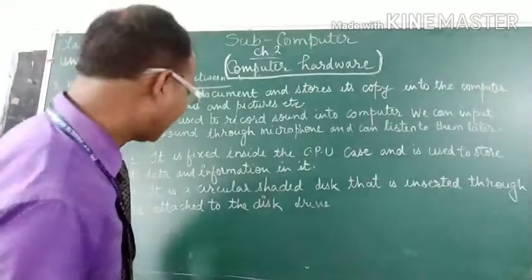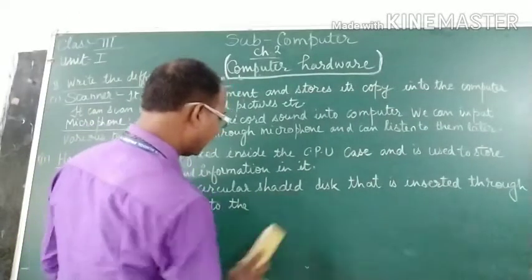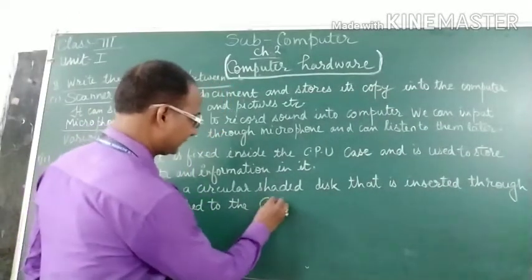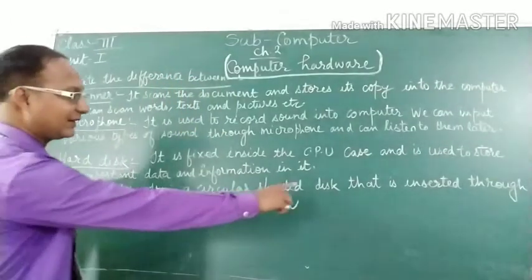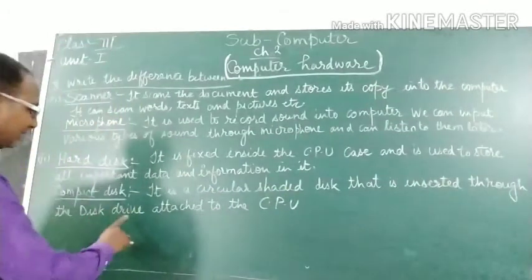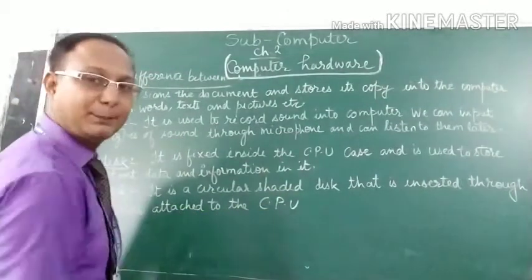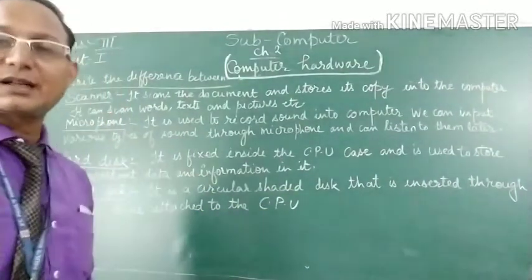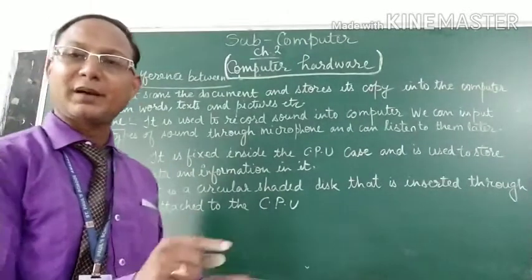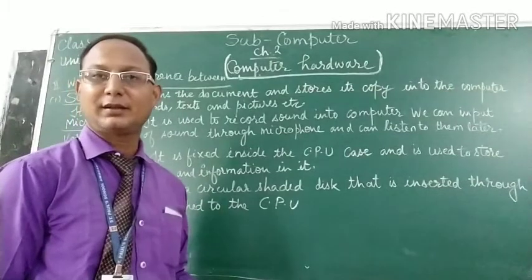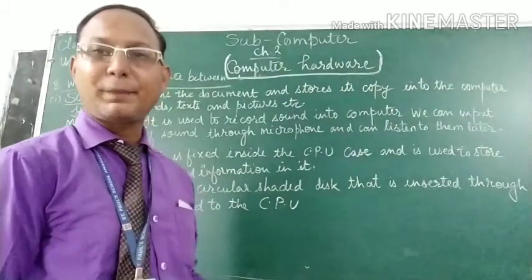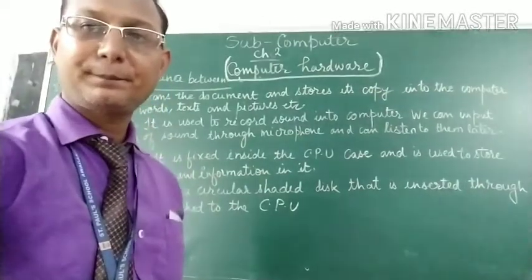It is not the disk drive, it is attached to the CPU. So you have to write: it is a circular shaped disk that is inserted into the disk drive attached to the CPU. This disk drive is attached to the CPU. We open the disk drive, put the CD and we can see the data stored in the CD or compact disk.